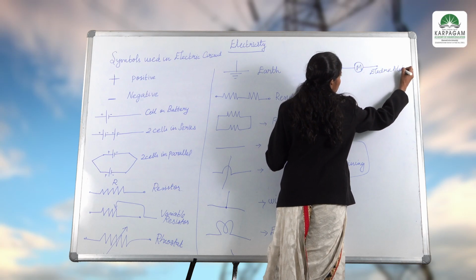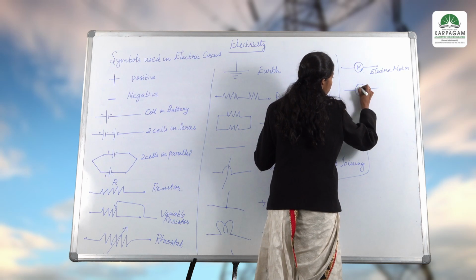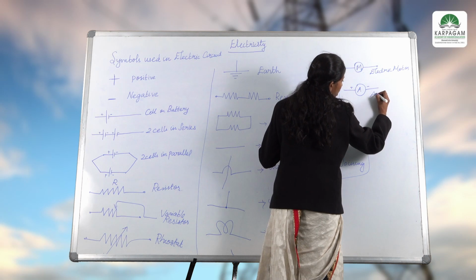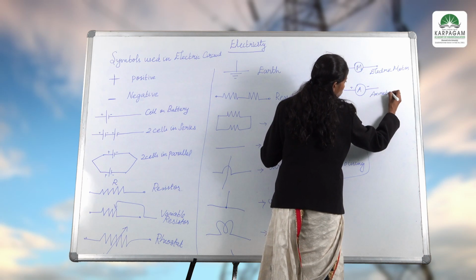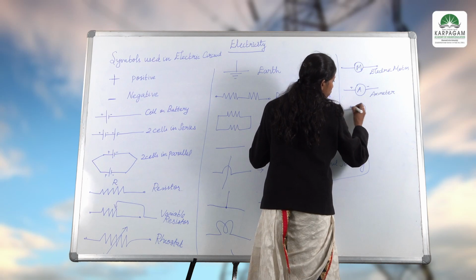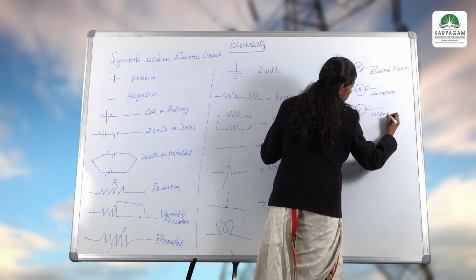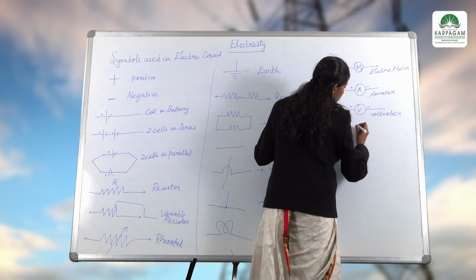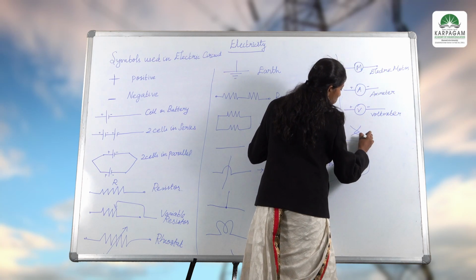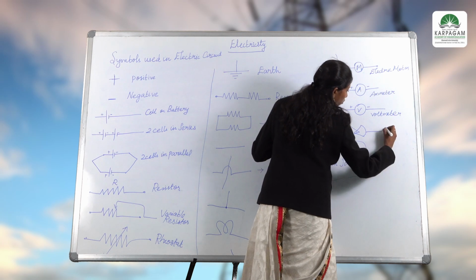And we all know that current is measured by means of an ammeter, and this is the symbol for ammeter. We have positive and negative terminals over here. This is the ammeter. And voltage is always measured by means of a voltmeter, and this is the symbol of voltmeter. So this is my voltmeter. And as I told you, we have a plug key. This is the symbol of my plug key.